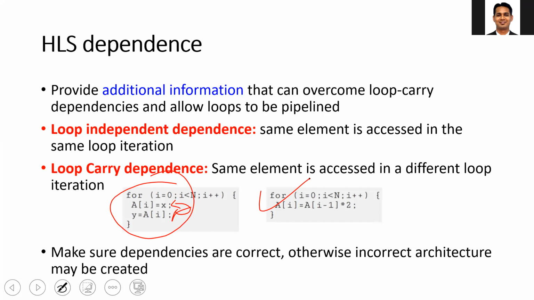When you give the additional information to the tool that there is a dependence or there is no dependence, make sure you are giving the right information, because if you give wrong information to the tool, then your architecture will be wrong and the output of the HLS tool will be wrong. So you need to take care that whatever information you give to the tool is accurate.